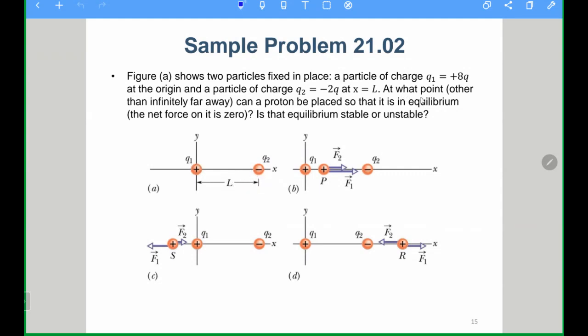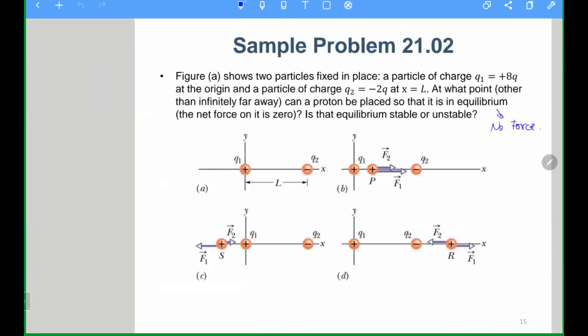Okay, at what point other than infinitely far away can a proton, meaning a particle with positive charge of 1.6 times 10 to the minus 19 Coulomb, be placed so that it is in equilibrium? Equilibrium means there is no force acting on it to accelerate it, because due to Newton's second law of motion, F equals ma.